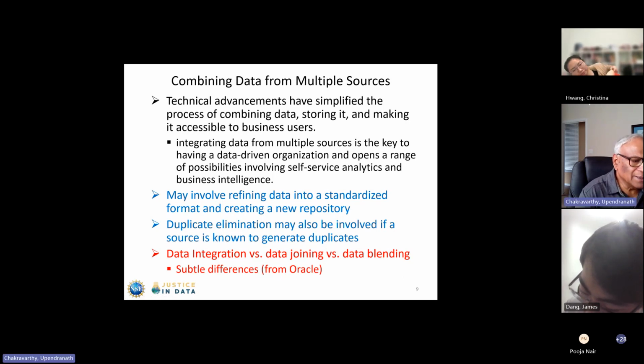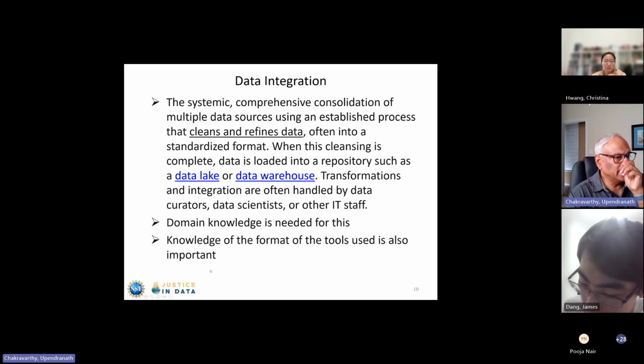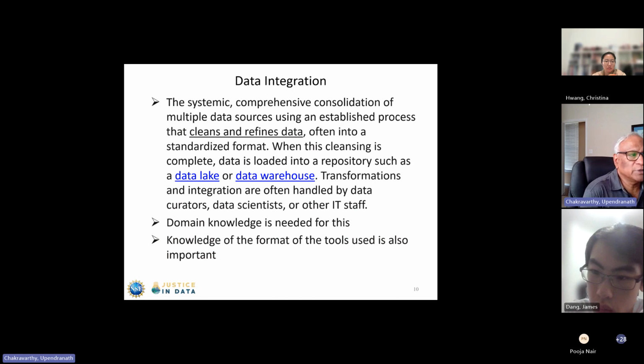So Oracle has defined these three categories of multi-source data usage. You can think of it as data integration versus data joining versus data blending. They all do something similar, combining data from multiple sources, but there are subtle differences. So what is data integration from that point of view? It is the systematic, comprehensive consolidation of multiple data sources using an established process that cleans and refines data.